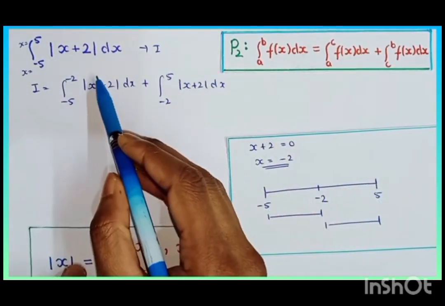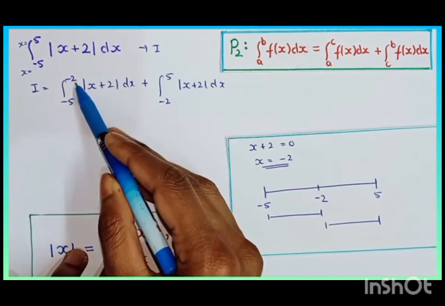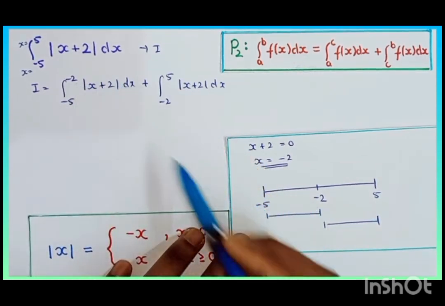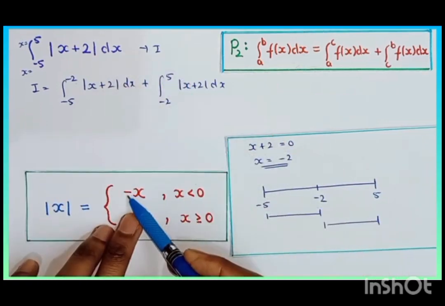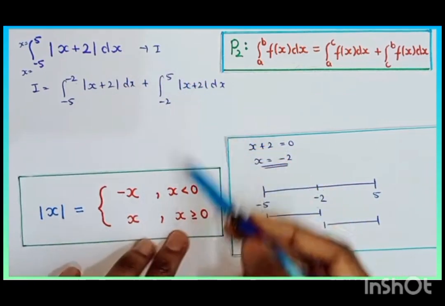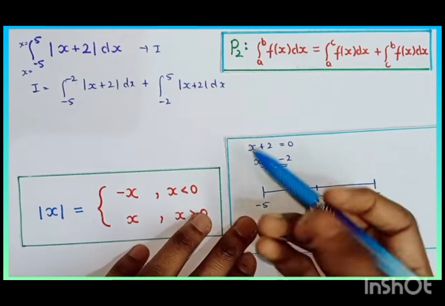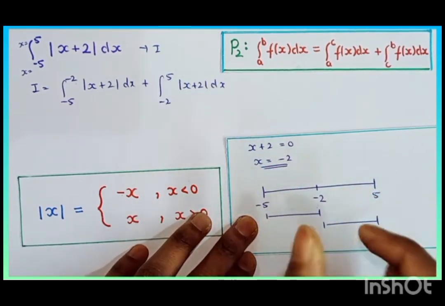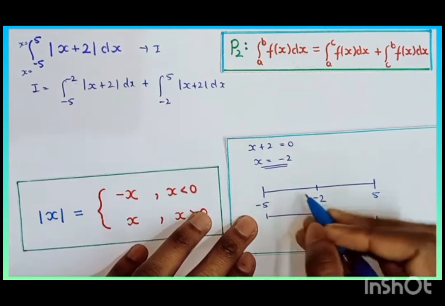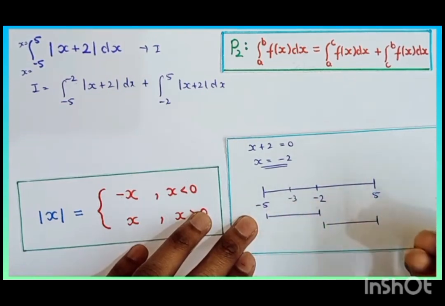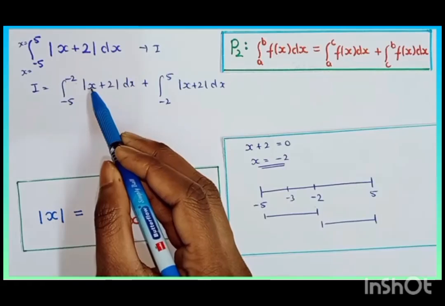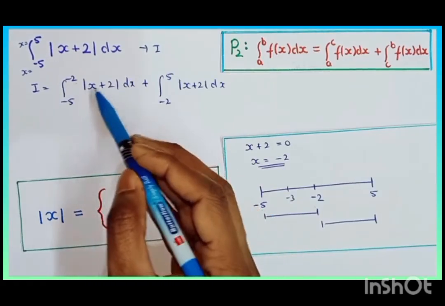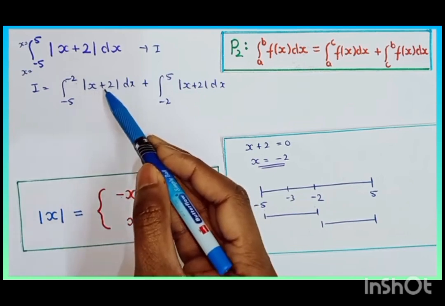Now, just check whether our function x plus 2, from -5 to -2, is positive or negative. If it's negative, we'll multiply it by minus to make it positive. If it's positive, we'll write it as it is. So, you have to pick any value between -5 and -2 and put it here. I picked -3. If I put -3 here, it will be -3 plus 2, which is -1. This means we're getting a negative value. Whenever a negative value appears within the mode, we multiply it by a minus to make it positive.